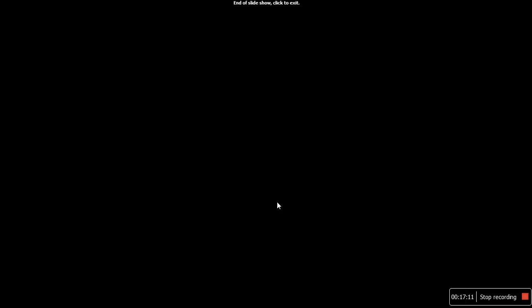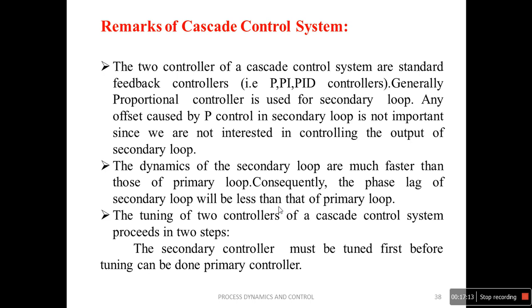So this is about the cascade control system. This is the second part of the cascade control system. In the next class we will go for the last multi-loop control system, that is split range control.